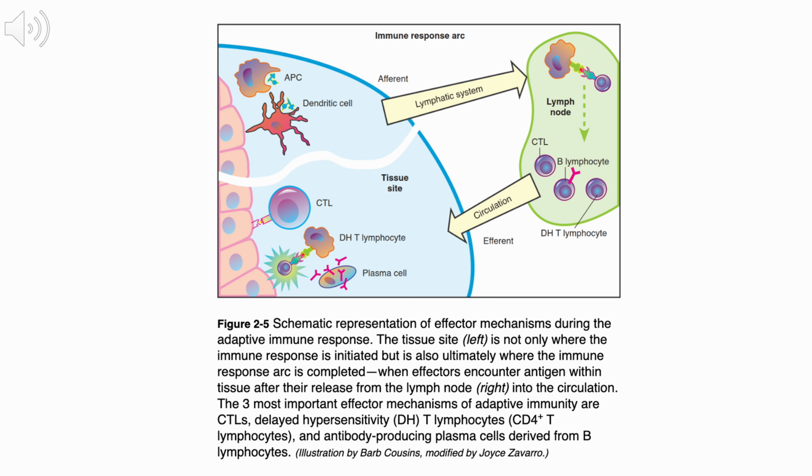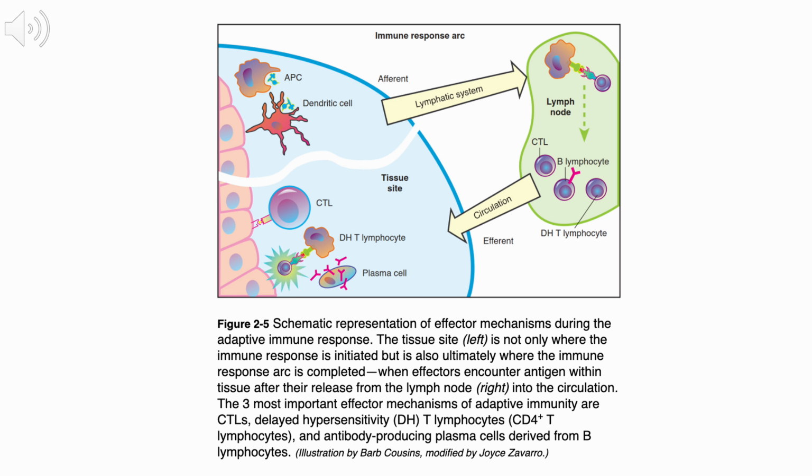This figure summarizes the immune response arc by showing how the adaptive response travels between peripheral tissue and the lymph node. At the tissue side on the left, antigen-presenting cells, particularly dendritic cells, capture antigen and migrate through the afferent lymphatic system to the draining lymph node. Within the lymph node, antigen presentation activates and expands antigen-specific lymphocytes. These differentiate into the three major adaptive effector populations shown here: cytotoxic T lymphocytes, delayed hypersensitivity CD4 T lymphocytes, and B lymphocytes that become antibody-producing plasma cells.